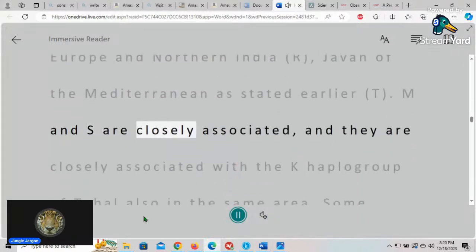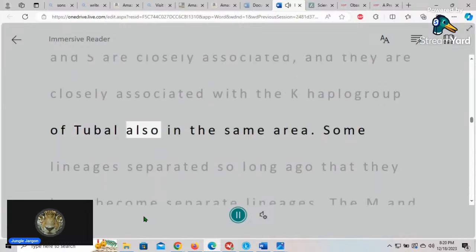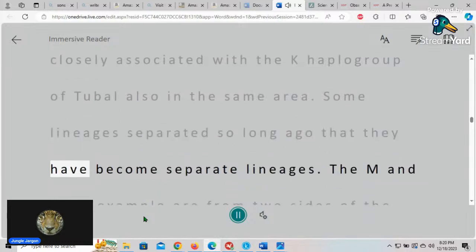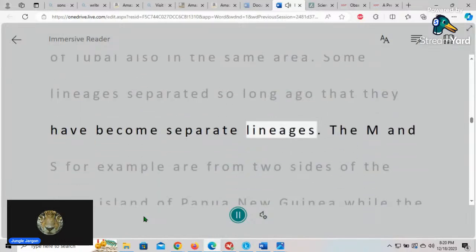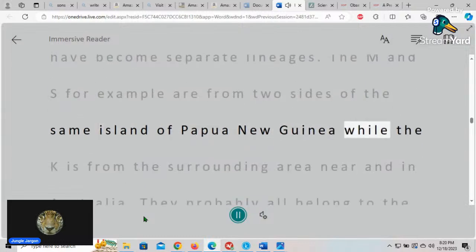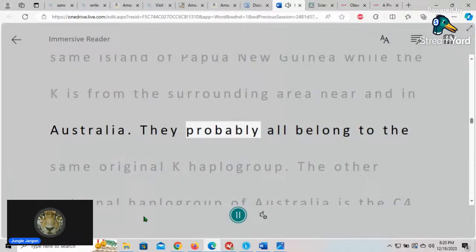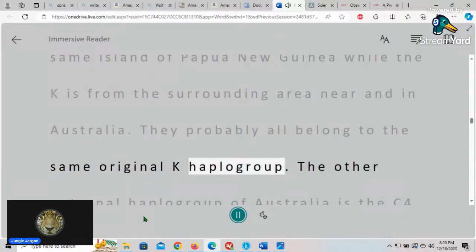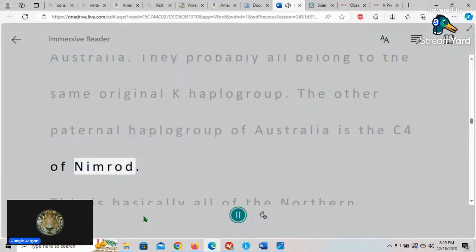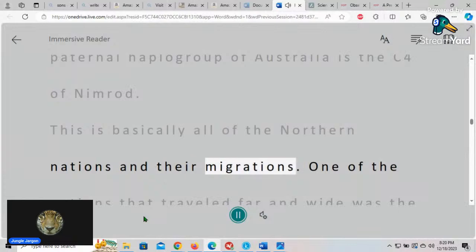M and S are closely associated, and they are closely associated with the K haplogroup of Tubal also in the same area. Some lineages separated so long ago that they have become separate lineages. The M and S, for example, are from 2 sides of the same island of Papua New Guinea, while the K is from the surrounding area near and in Australia. They probably all belong to the same original K haplogroup. The other paternal haplogroup of Australia is the C4 of Nimrod. This is basically all of the northern nations and their migrations.